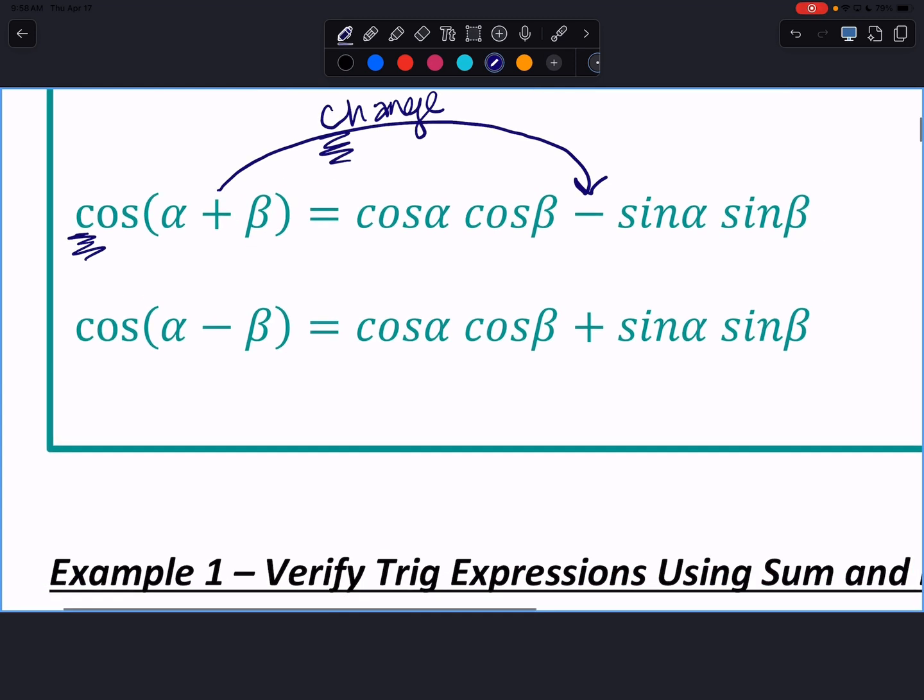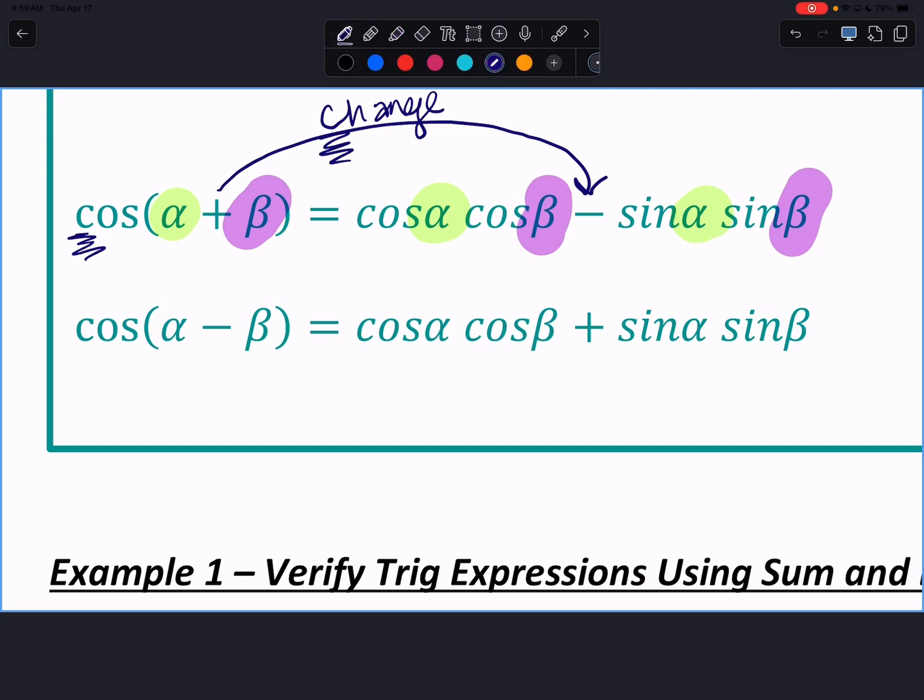And again, whatever's written first, you put that first. And whatever's written second, you put that second. Okay? That's it.